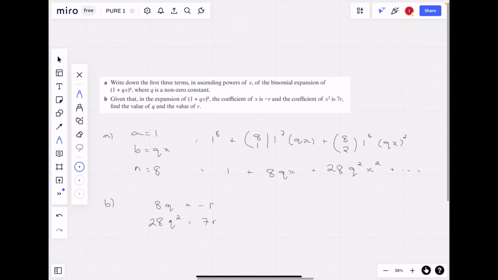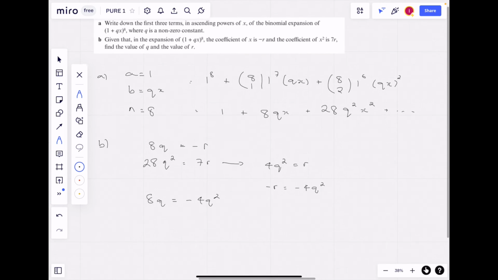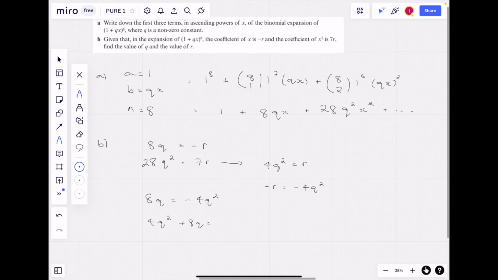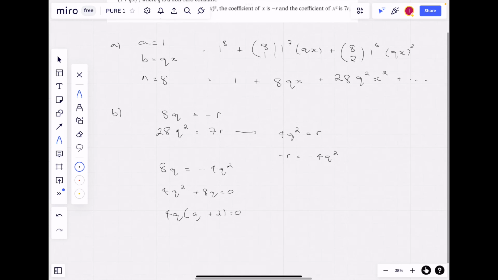Right. So 28q squared equals 7r. So that means r is equal to 4q squared. So if 4q squared is equal to r, that means minus r would be minus 4q squared, right? So then 8q is equal to minus 4q squared. 4q squared plus 8q is equal to 0. Factorize it. 4q, q plus 2 equals 0. That means q equals minus 2, q equals 0.